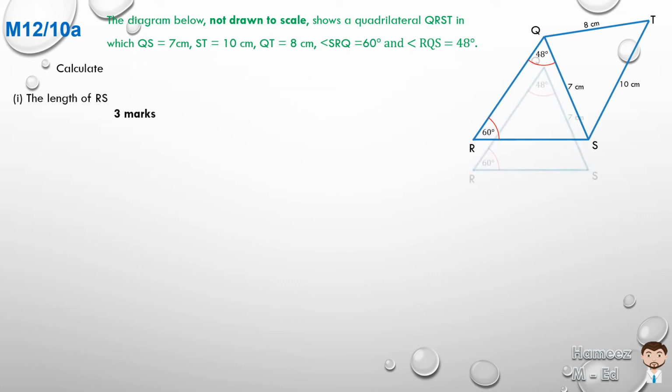So if we look at RS, that's actually dealing with the triangle on the left-hand side. So let's extract that triangle, and we have two angles on one side, and we want to find the other side.